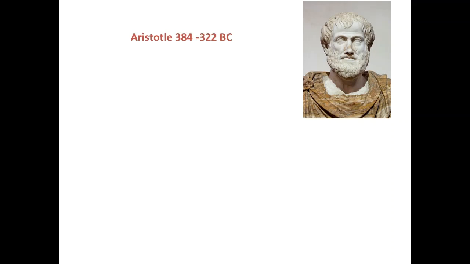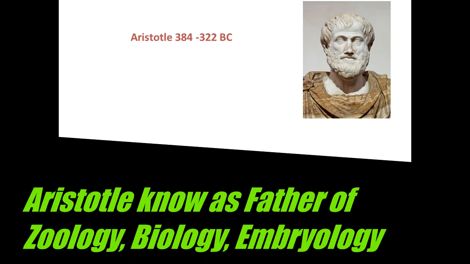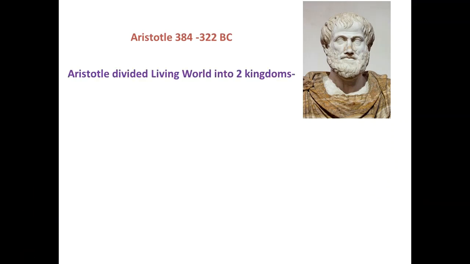Aristotle, the ancient biologist, the word I am using is ancient, the name indicates a very old scientist, as you can have a look, the lifespan is in the BCs, before Christ. Aristotle, who is the father of zoology, biology, embryology, great scientist, divided the living world into the 2 kingdoms. Means all the living organisms are divided into how many kingdoms? Just only the 2 kingdom classification was proposed by a great, that's an ancient biologist.